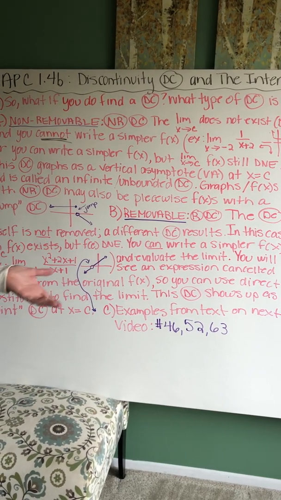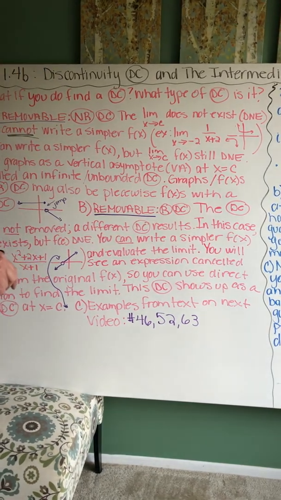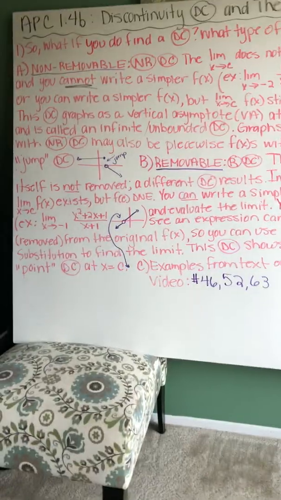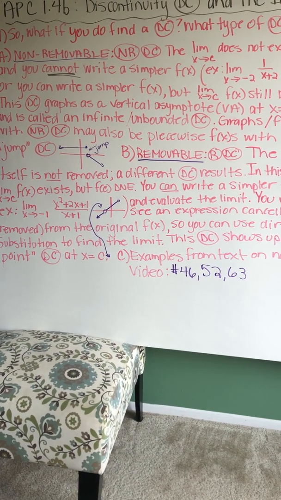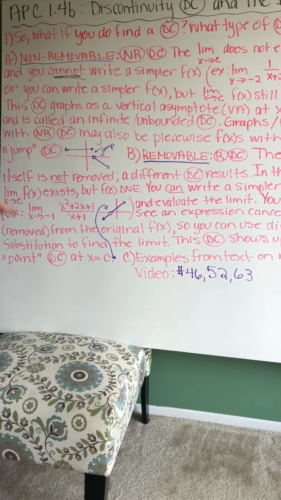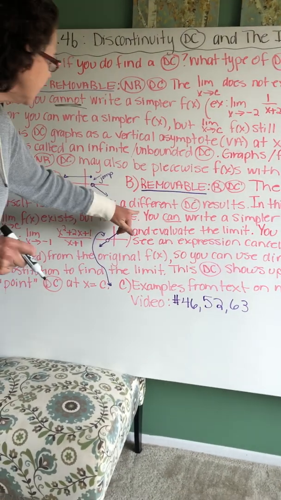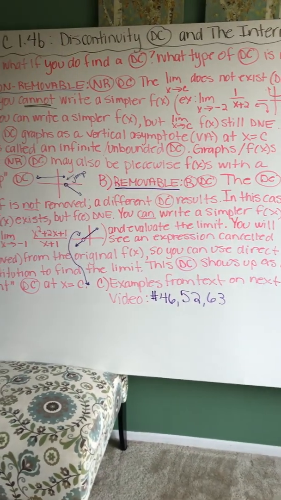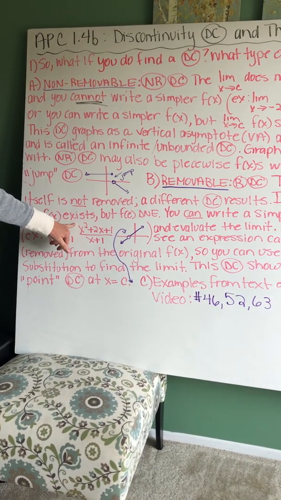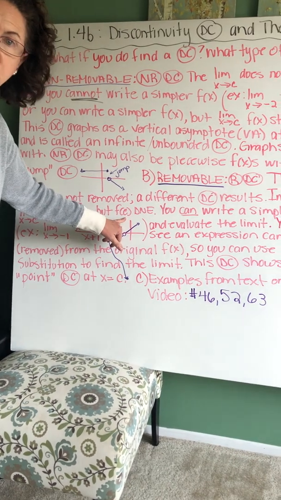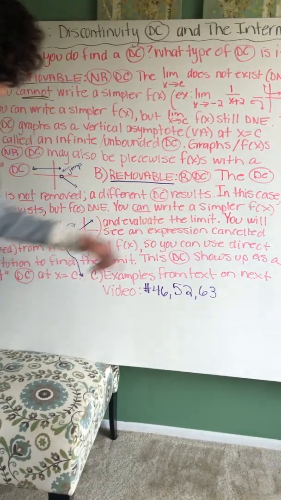So what is a removable discontinuity? That would be an R with a circle and a DC with a circle. In this case, the discontinuity itself is not removed. You can't ever, that's it, the discontinuity is gone. So what's removable about it? What's removable is that a different discontinuity results. In this case, the limit as x approaches c of f of x does exist, but f of c does not exist, so you can't use direct substitution. However, you can write a simpler function.